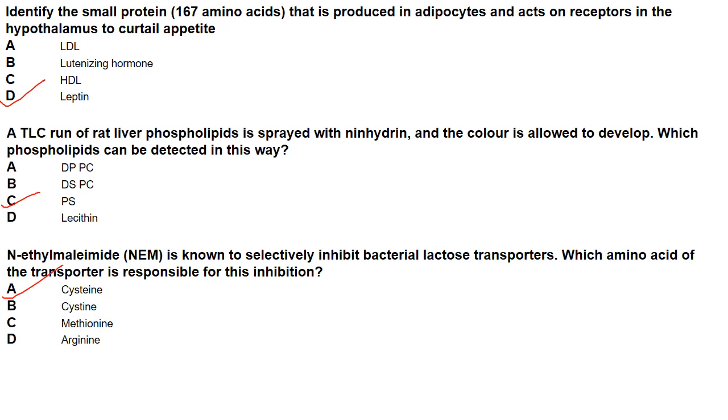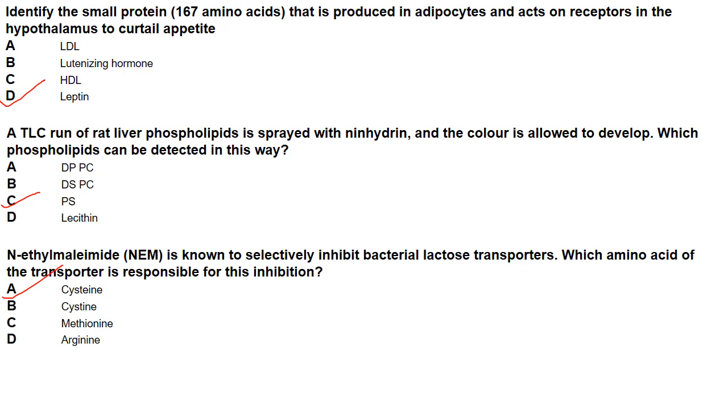A TLC run of rat liver phospholipid is sprayed with ninhydrin and the color is allowed to develop. Which phospholipids can be detected in this way? It is PS, that is phosphatidylserine. Serine is an amino acid and is detected by ninhydrin. Answer is option C.